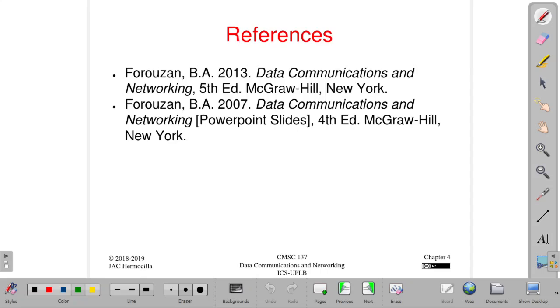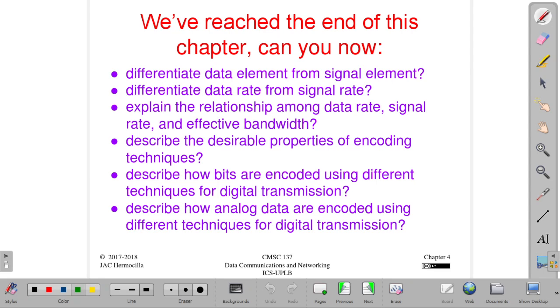Okay, so I guess this ends the chapter. I hope after watching this chapter, you can now differentiate the data element from the signal element. Differentiate data rate from signal rate. Explain the relationship among data rate, signal rate, and effective bandwidth. Describe the properties of encoding techniques. Describe how bits are encoded using different techniques for digital transmission.